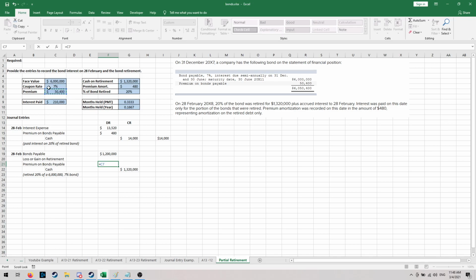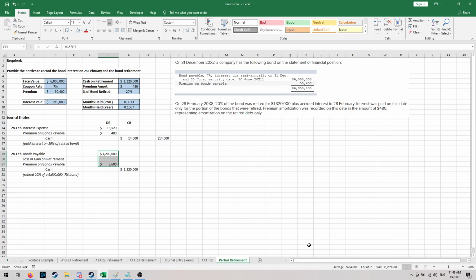So we take the value of our premium times 20%, but we have to remember we already retired some of the premium up here in this question. So since this amount has already been taken into account, we're going to subtract it from the amount of the premium we're retiring. And we get $9,600.